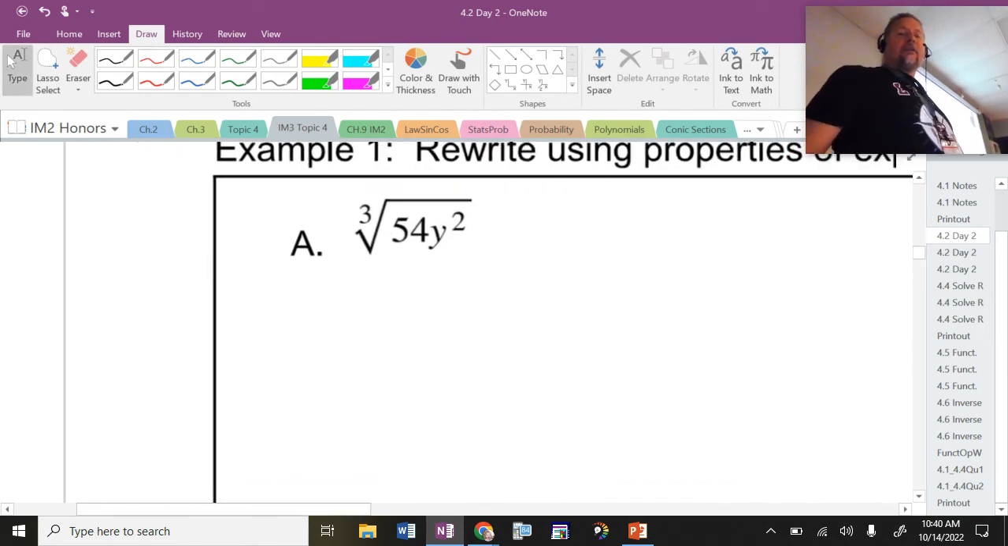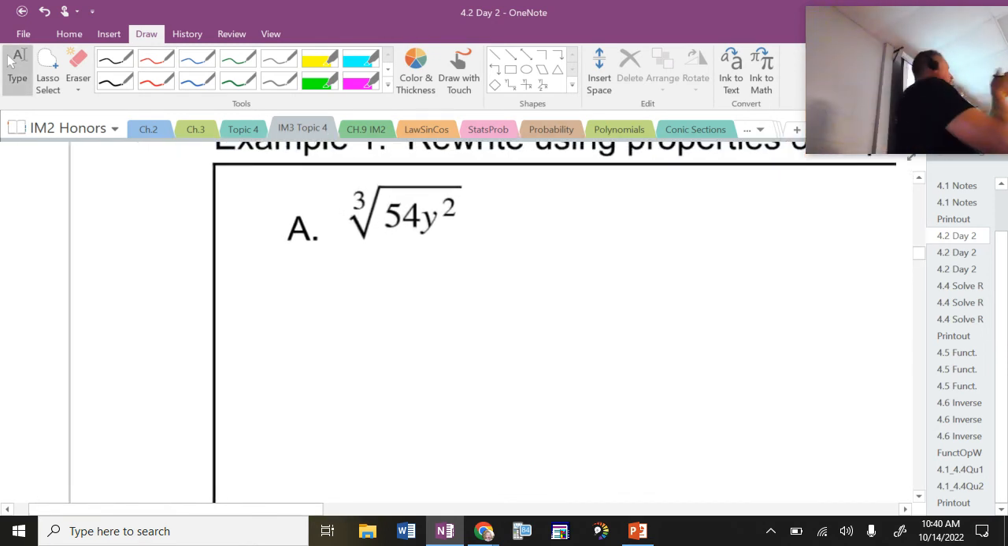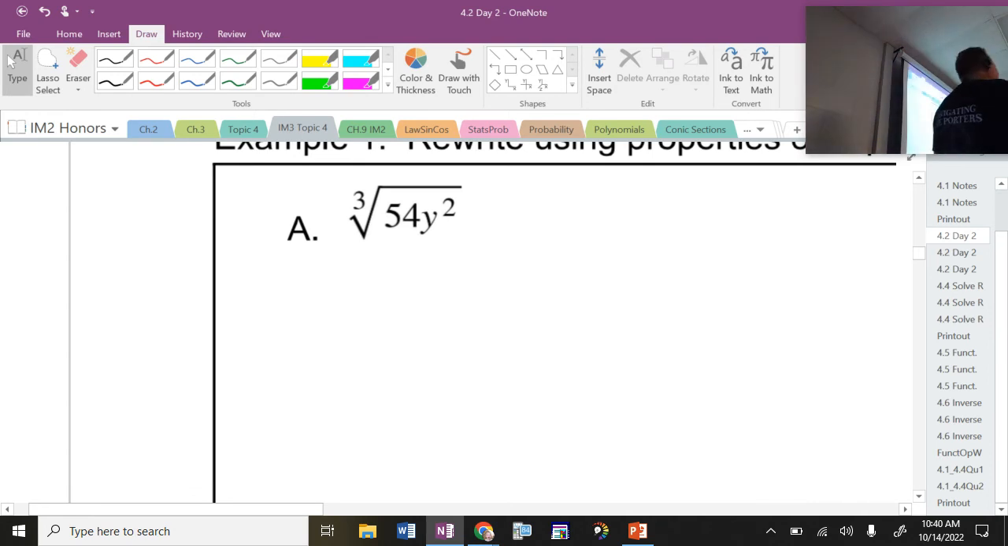Okay, now here's the difference today. This is why I switched what we did last year. Last year I did this a day later after what you did yesterday, and this more coincides with what you did yesterday. Yesterday everything was perfect. Everything was perfect. Today it's not. 54 is not a perfect cube.